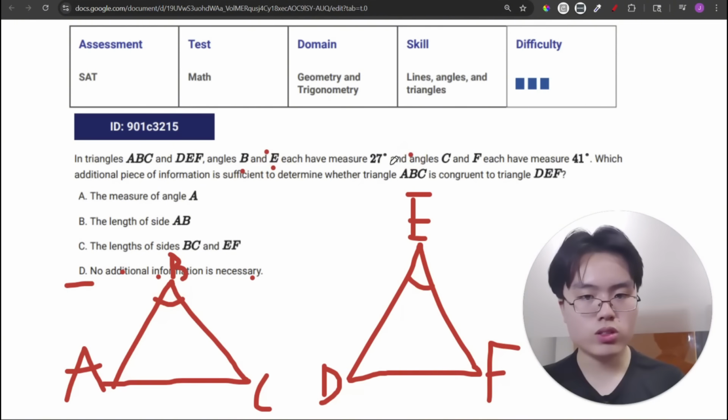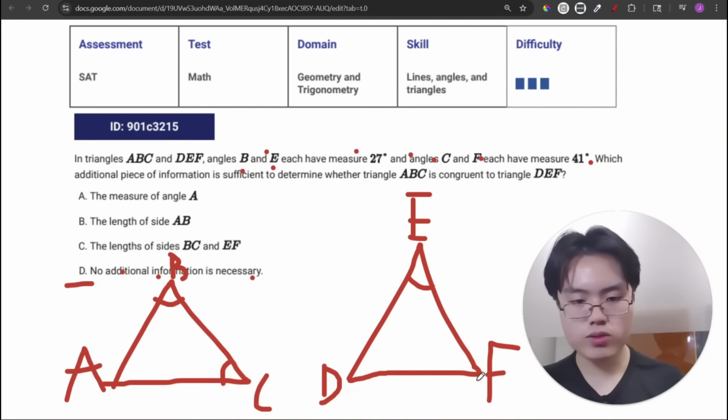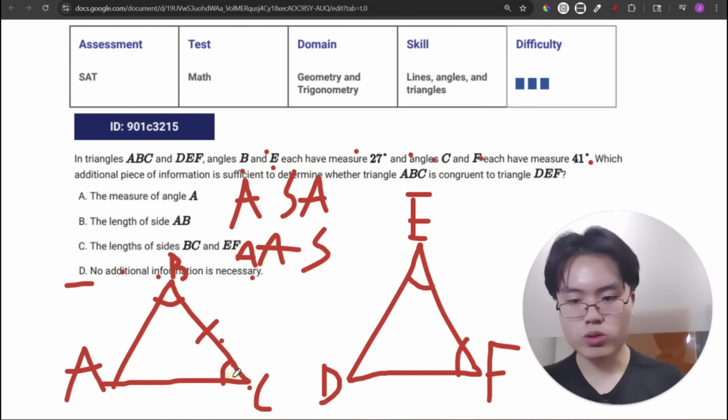B and E are 27. C and F each have measures. So by the way, we have an angle and an angle. All that's left, remember the four, I'm thinking angle, side, angle would work. ASA would work. So here's ASA. The other combinations are angle, side. If we know this side or this side, that's enough.